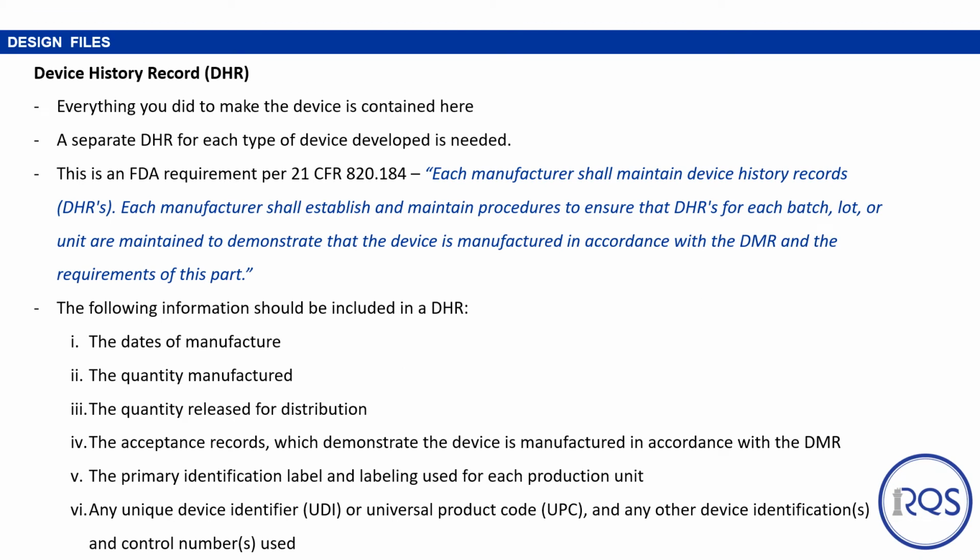Lastly, we have a device history record, or DHR. Everything done to make the device is contained here. A separate DHR for each type of device developed is needed. This is a requirement for the FDA per Part 820.184. The following information should be included in a DHR: the date of manufacture, the quantity manufactured, the quantity released for distribution, the acceptance records, which demonstrate the device is manufactured in accordance with the DMR, the primary identification label and labeling used for each production unit, and any UDI or Universal Product Code or any other device identifications and controls used.